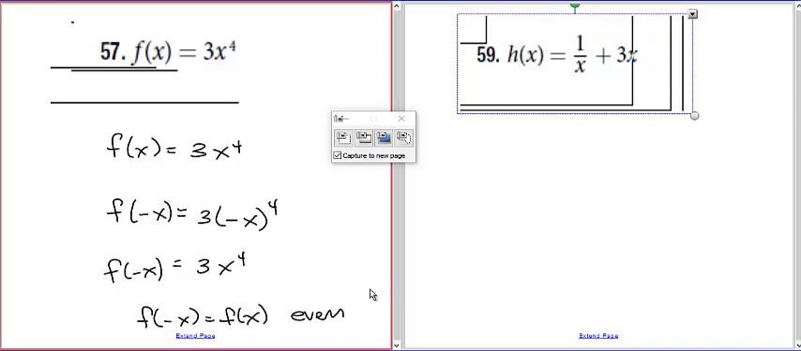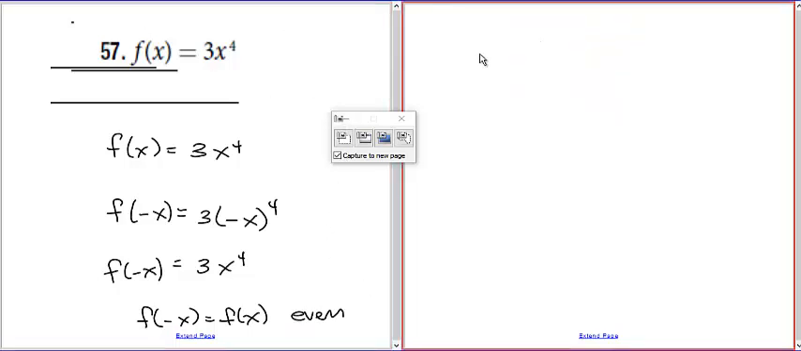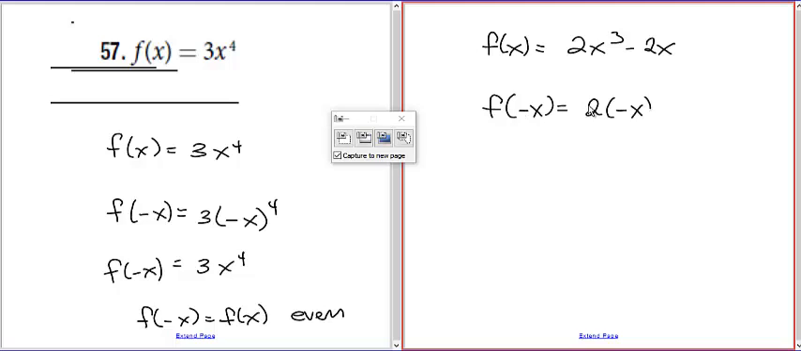Now, if I have something like f of x equals 2x cubed minus 2x, and I plug in negative x, I get 2 times negative x cubed minus 2 times negative x. And when you cube negative x, you get negative x cubed. So this would become negative 2x cubed. Negative x times negative x is positive x squared, and then positive x squared times negative x is negative x cubed.